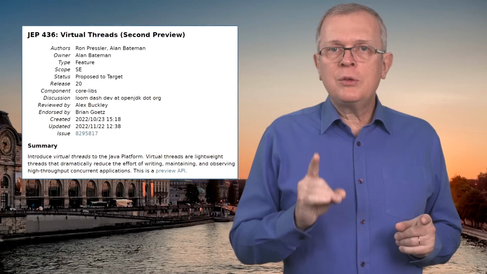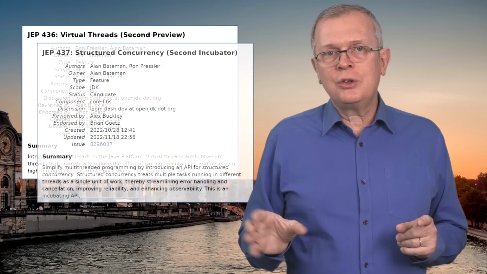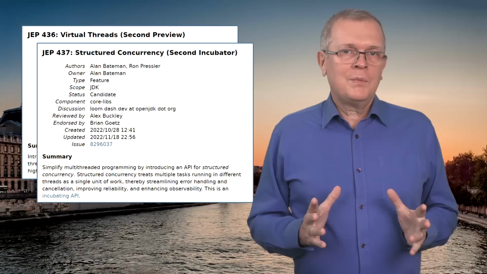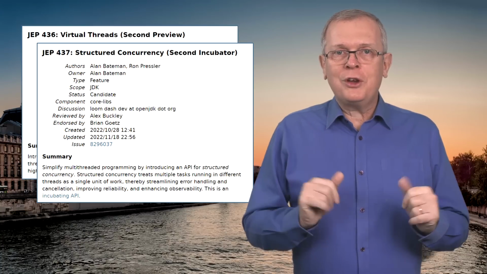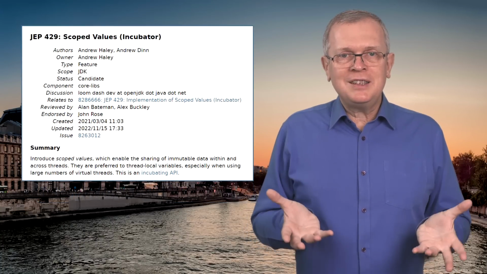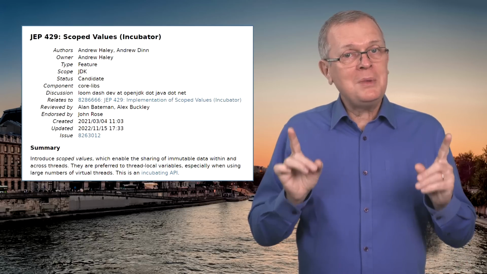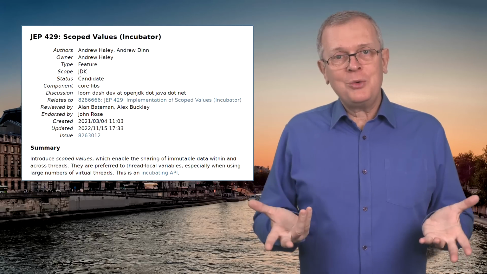We should have a second preview for virtual threads and a second incubator version of structured concurrency. And we should also have the first incubator version of scoped values. We didn't have that in 19. This scoped values feature was in fact the missing piece of Loom, and now we have it.